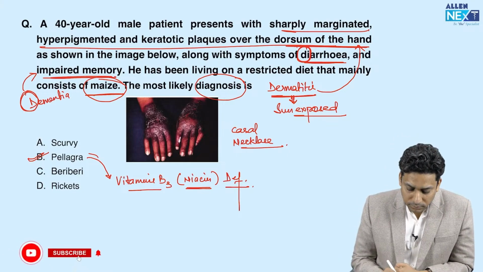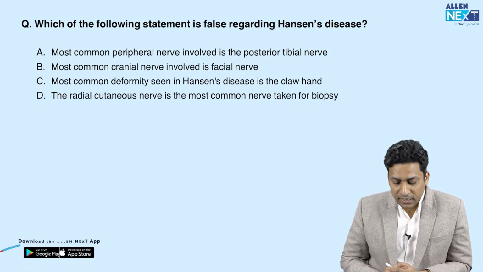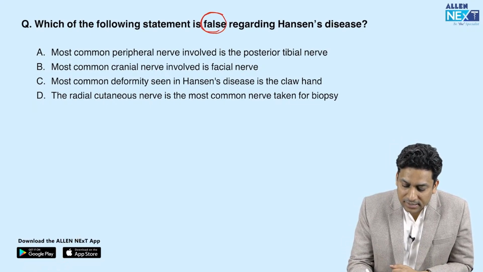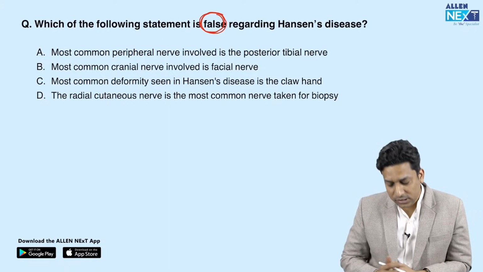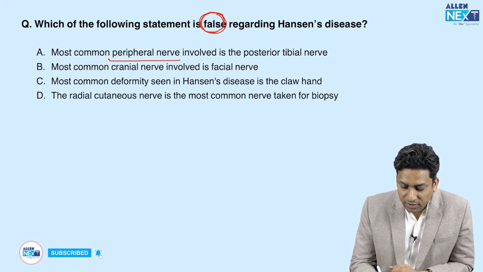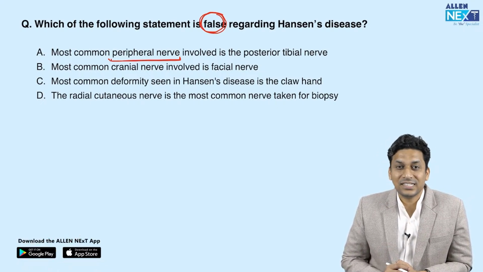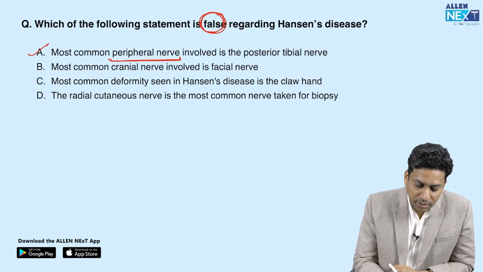So the answer here is pellagra. Which of the following statements is false regarding Hansen's disease? So here again you have to tell the false statement. Let us see the options. The most common peripheral nerve involved is the posterior tibial nerve. Now all of you know that this is a wrong statement. So the answer becomes this. Why?